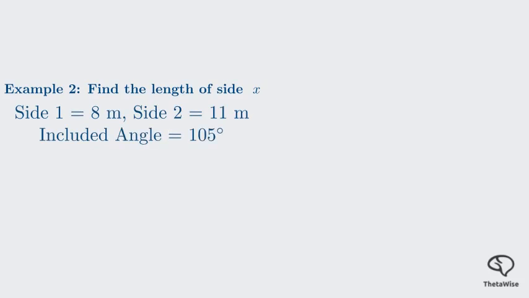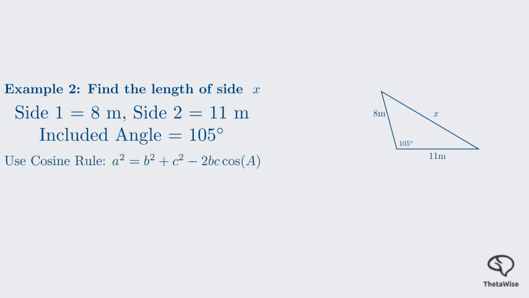Here is an IGCSE exam-type example for finding a missing side. We are given side 1 as 8 meters, side 2 as 11 meters, and an included angle of 105 degrees. Here is our triangle. We have sides 8 and 11, the angle 105 degrees between them, and side X opposite that angle. We have two sides and the included angle, so we use the side form of the cosine rule.